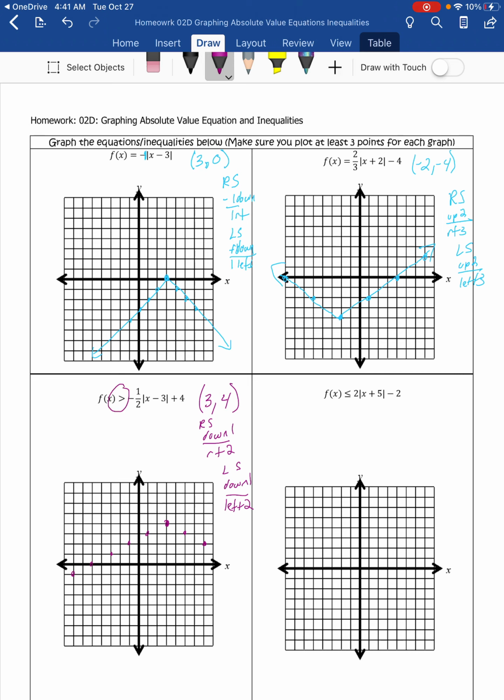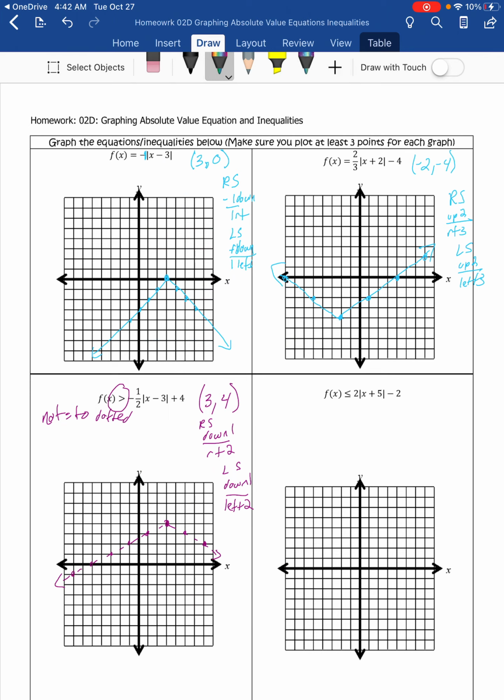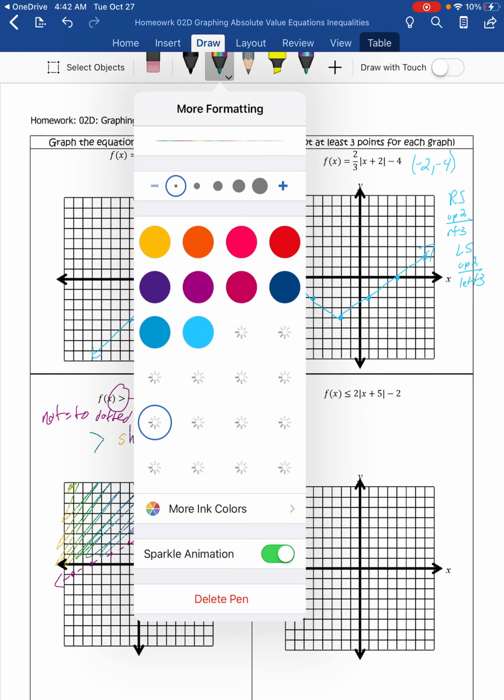Now I look at my inequality symbol. First off, since it's not equal to, it's going to be dotted or dashed. So that's one of the first things I know, is I'm not going to connect it. And then we have to worry about the inequality symbol. Since it's greater than, you're going to shade above your graph. So in this case, if it's greater than, I'm going to shade above like this.